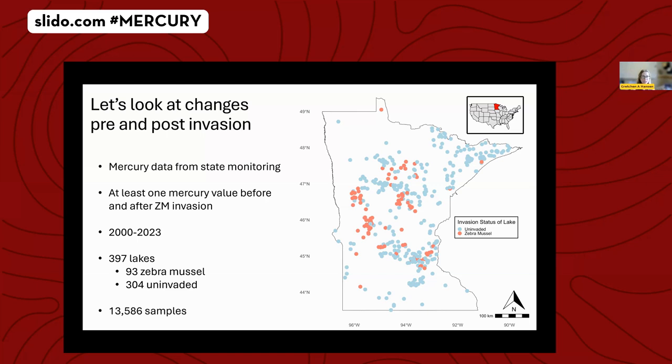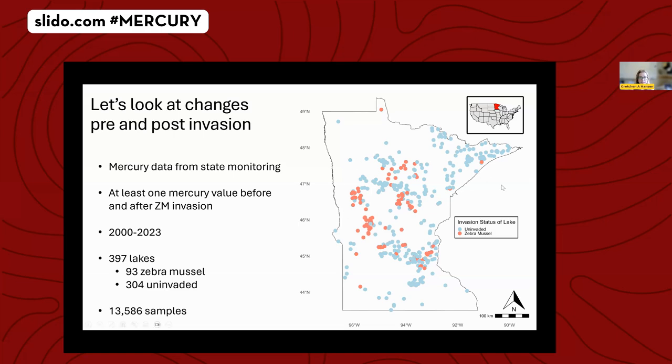Of course, other things could change during that same time period, right? So if a lake was sampled in 2001 and then again in 2021, lots of stuff has changed, maybe not just zebra mussel invasion during that time. So we also looked at uninvaded reference lakes over the same time period to try to understand or build additional lines of evidence to ask whether mercury increased in lakes following the zebra mussel invasion.